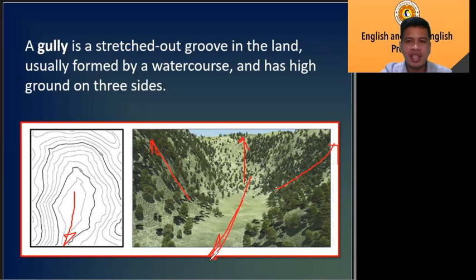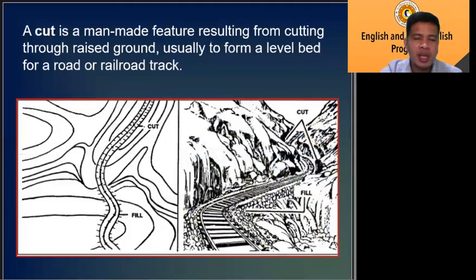Contour lines forming a gully are either U shape or V shape. So you can see a U shape or a V shape. This one here looks something like a U shape. Okay, that is a gully. Another one here.